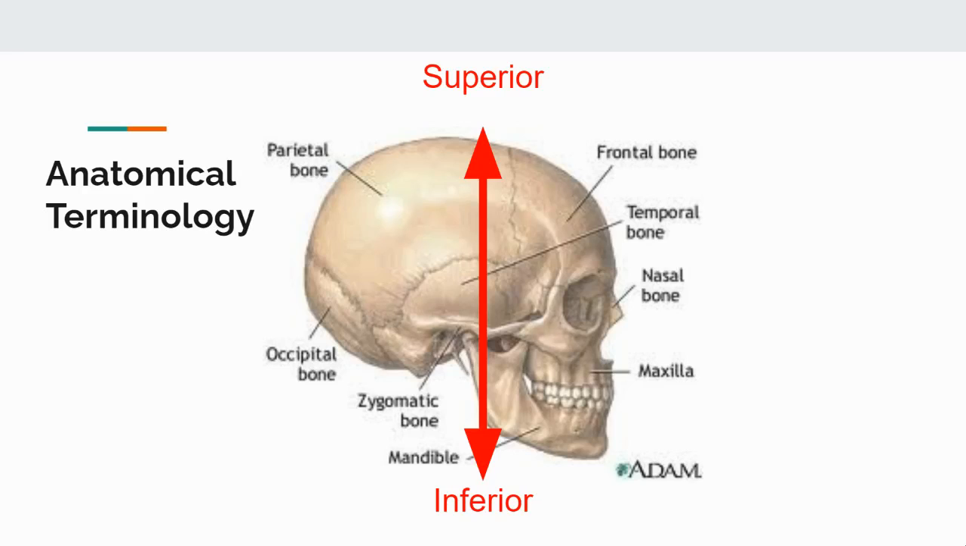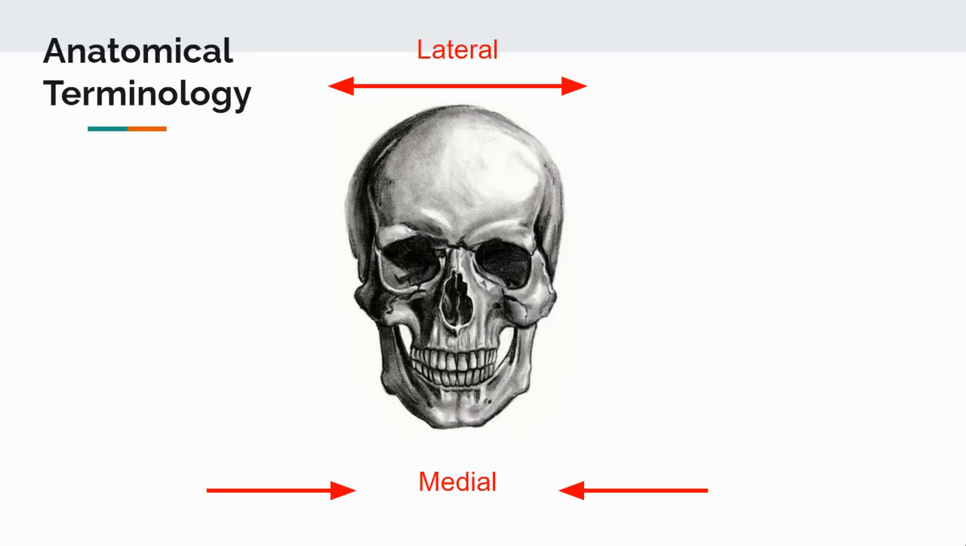Superior, meaning above, and inferior, meaning below, are more useful terms than just above and below because they can be used to describe relative location. The thalamus is superior to the midbrain, for example. Similarly, we describe structures as lateral to, meaning outwards from the center line of the body, or medial to, meaning inwards towards the center line.